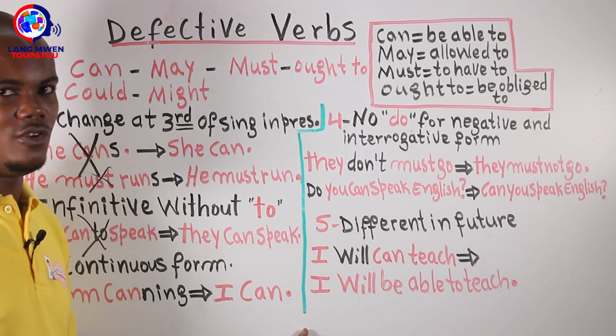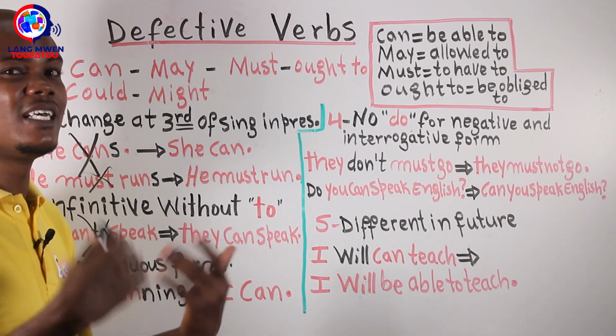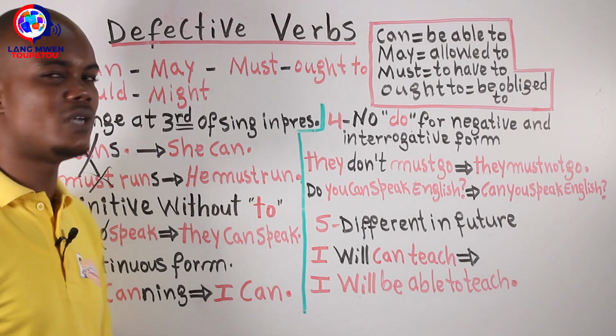You say I can. You cannot use present continuous or continuous tenses for them. You use present simple for them.